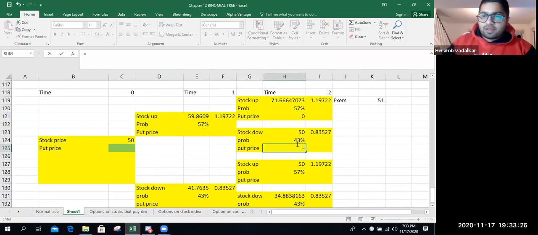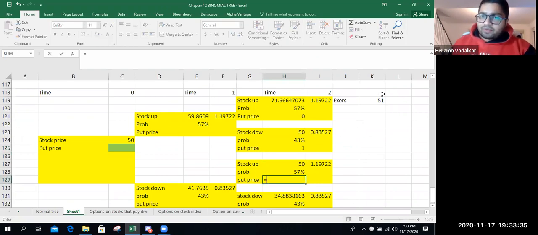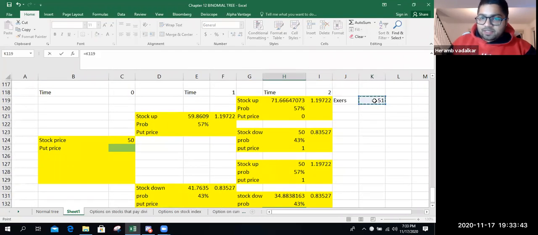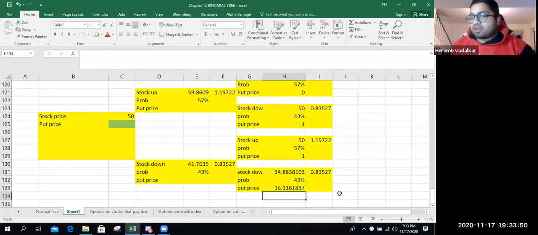Okay. How? 51 is the exercise price. Current stock price is 50. So you make $1. $1 is the profit. Then 51 is the exercise price, current stock price is 50. $1 is profit. 51 is the exercise price, right? Current stock price is 34. So $16 is profit. So we calculated put profits. Put makes money when prices are below exercise.